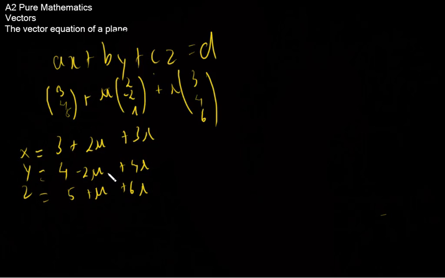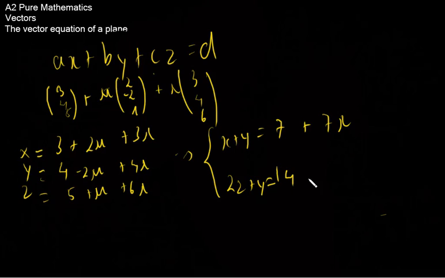Now let's try to eliminate the mu. Here we have x plus y, which is adding these two. See what we get: 7 plus 7 lambda. Pretty interesting. Now if we want to eliminate mu from z, we can multiply z by 2 and add y. Then the mu cancels out. So we have 2z plus y. 2z gives 10, plus 4 is 14. Mu cancels out, since 2 minus 2 cancels. 12 plus 4 is 16, that's 16 lambda.